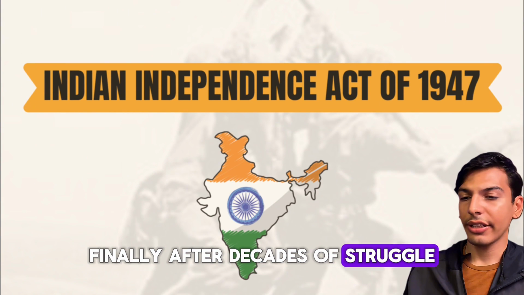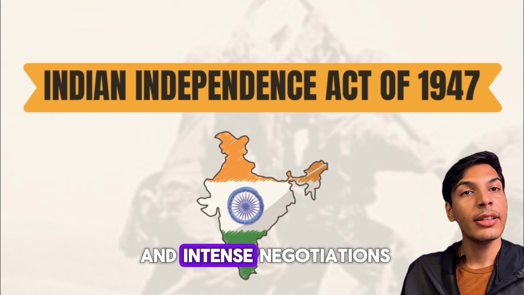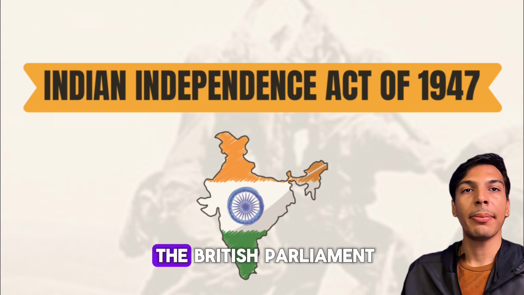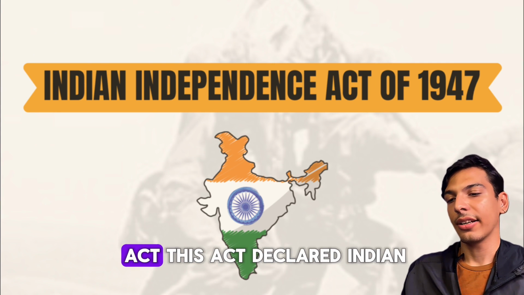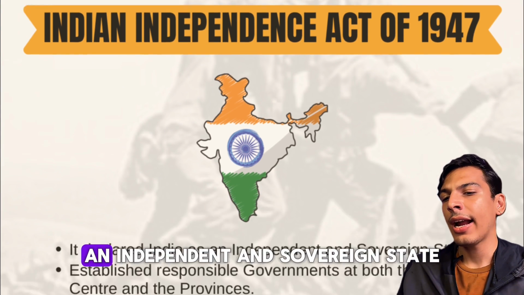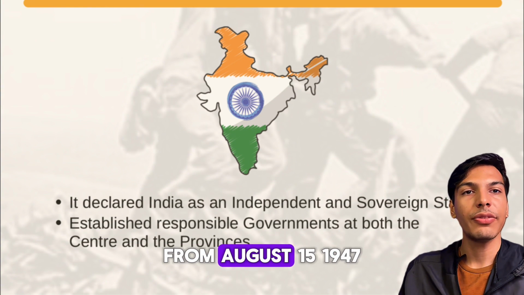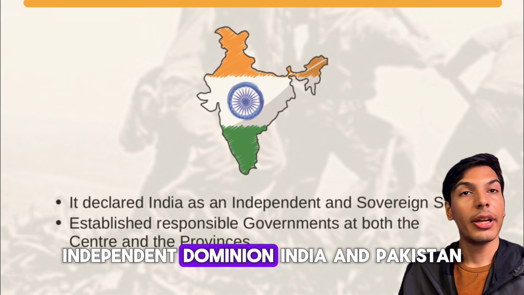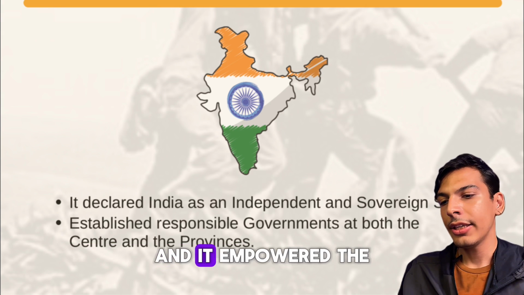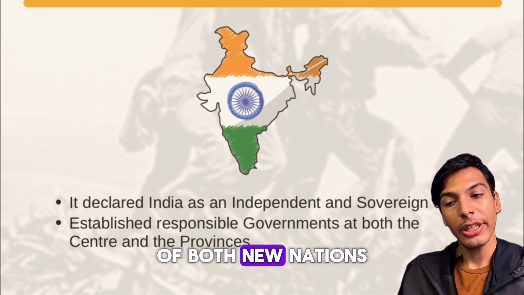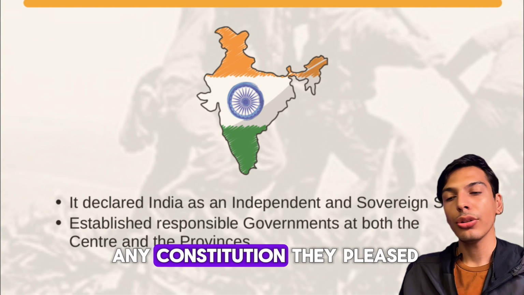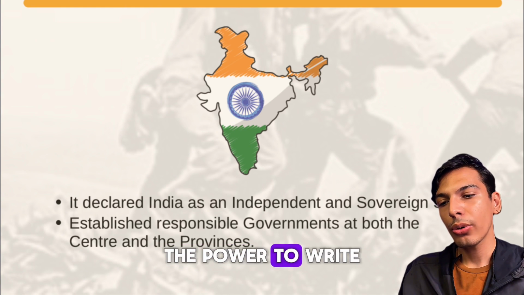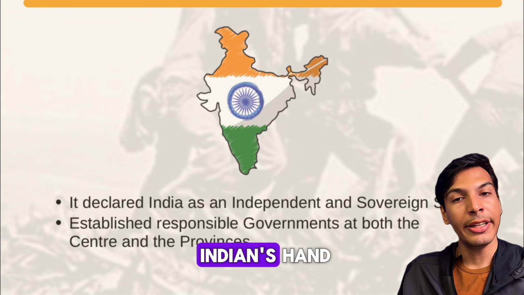Finally, after decades of struggle, the Quit India movement, and intense negotiations, the Indian Independence Act 1947 was passed by the British Parliament. This was the final act. This act declared India an independent and sovereign state from August 15, 1947. It provided for the creation of two independent dominions, India and Pakistan, and it empowered the constituent assemblies of both new nations to frame and adopt any constitution they pleased. British rule was over. The power to write India's destiny was finally in the Indians' hands.